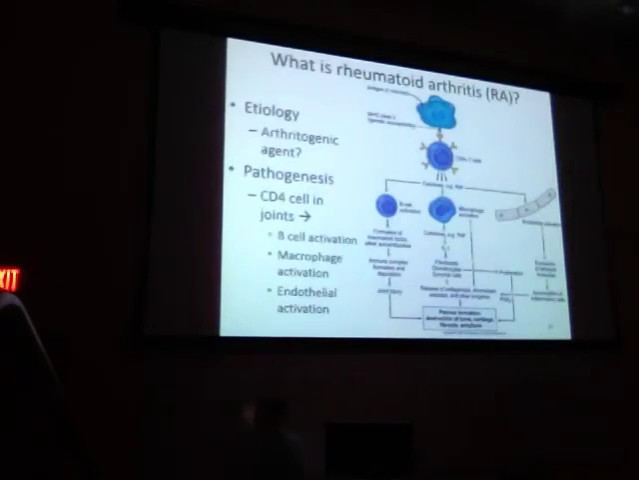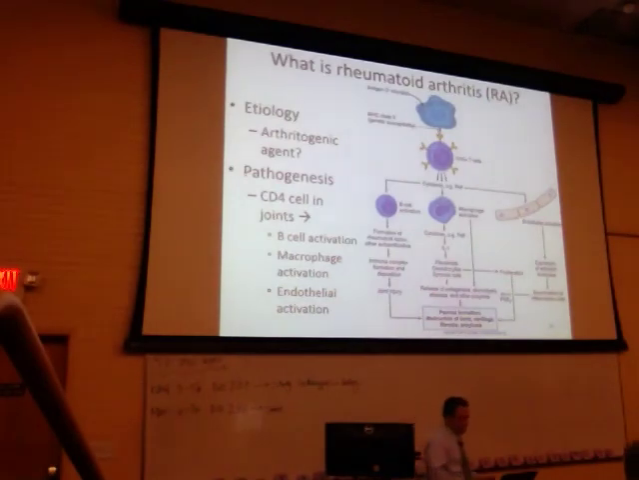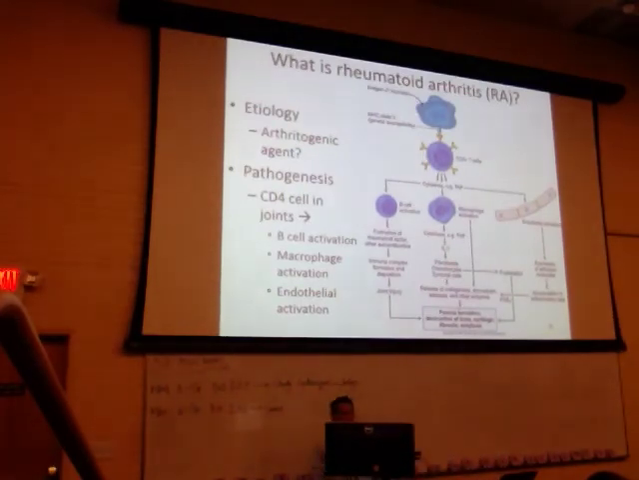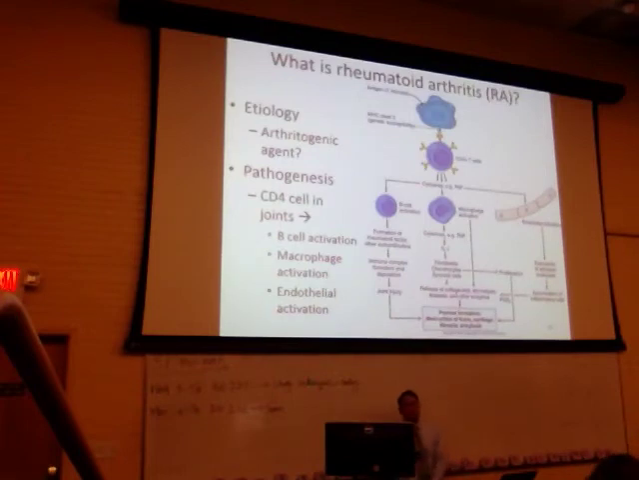Okay, let's shift gears to rheumatoid arthritis. Rheumatoid arthritis is an example of a type 4 hypersensitivity. T cells are involved. You see here CD4 positive T cells specifically. So there's thought to be an arthritogenic agent, and we believe that it's collagen type 2. That's what the data is kind of suggesting.